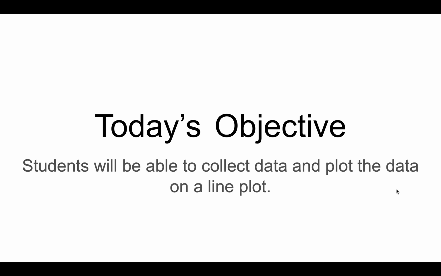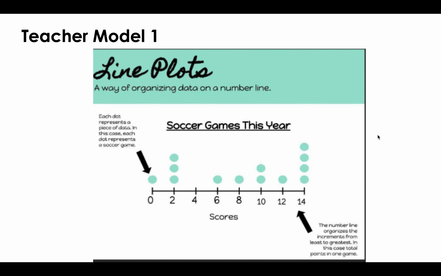Yesterday you guys used X's. Today I'm using circles. Teacher Model 1, line plots, a way of organizing data on a number line. On the left it says, each dot represents a piece of data. In this case, each dot represents a soccer game. And the title of this line plot is Soccer Games This Year.